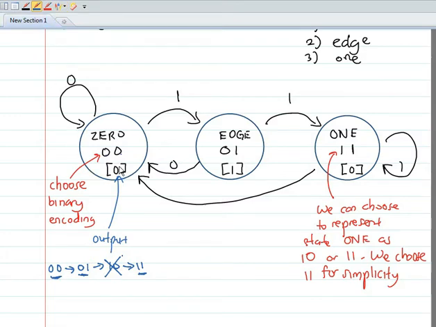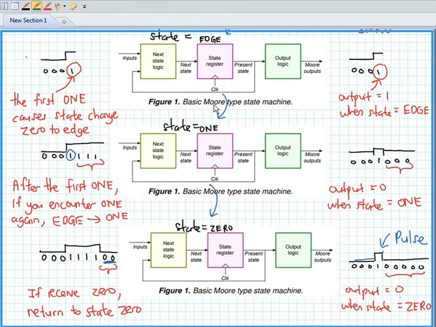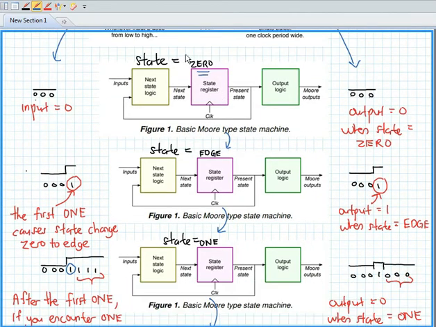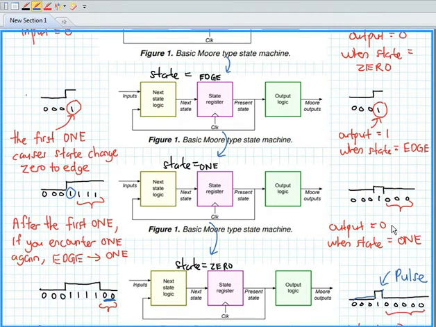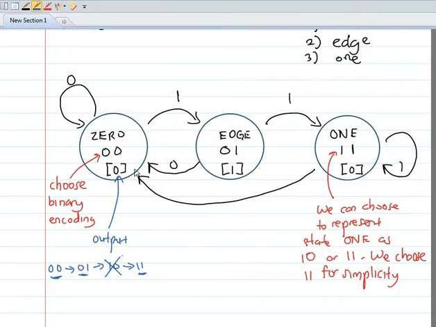Output. Now remember, while you are in state 0, your output is equal to 0. So let me show you here. While you are in state 0, your output is 0. When in state H, your output is 1. While you are in state 1, your output is 0. And while you are in state 0, your output is, of course, still 0. So 0, 1, 0, that's the output.